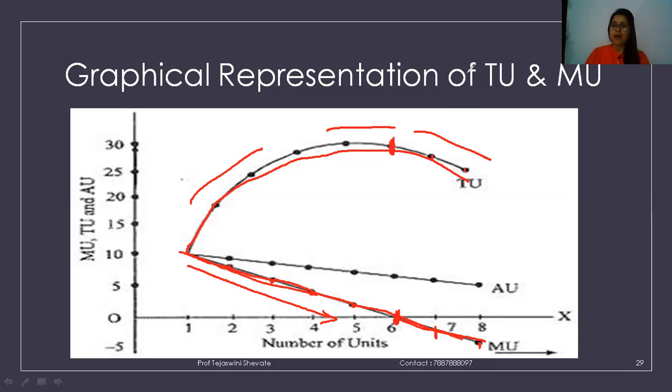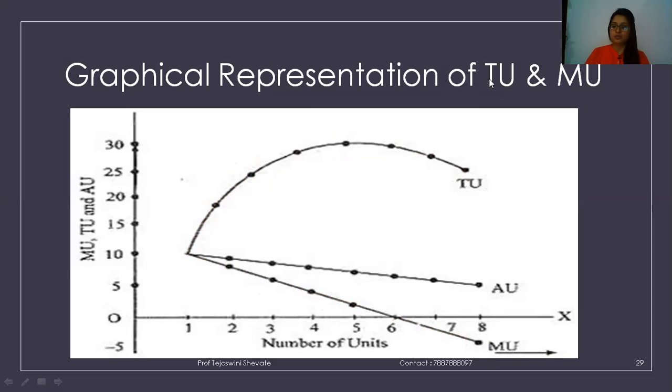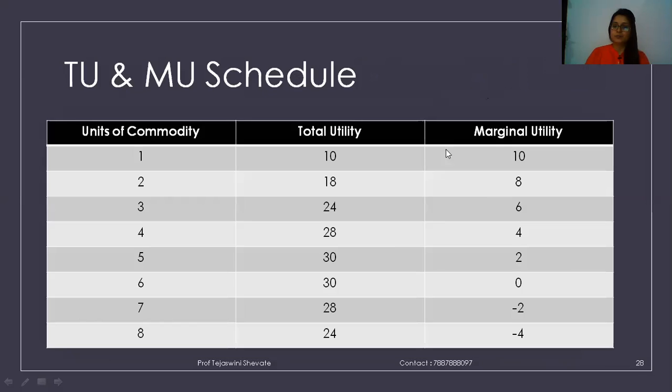Can we go back and check our schedule so that you understand this? I'm talking about this particular point over here, the sixth unit. When I consume the sixth unit, my total utility was the highest, 30, and now it is not going to increase more than 30, and that is when my marginal utility was zero. That is when it intersected the x-axis.